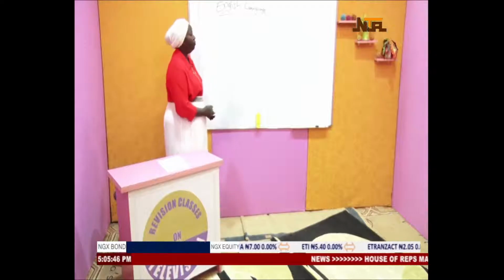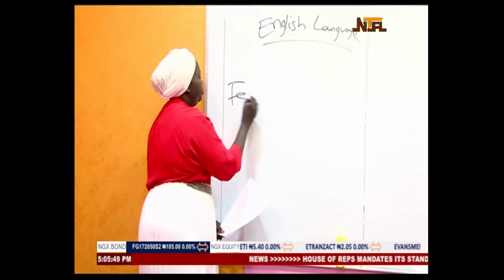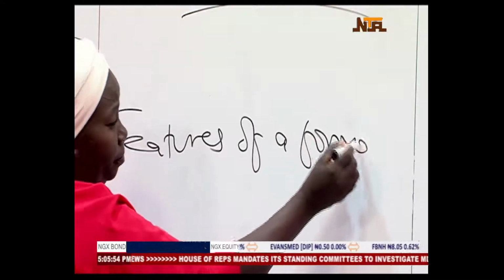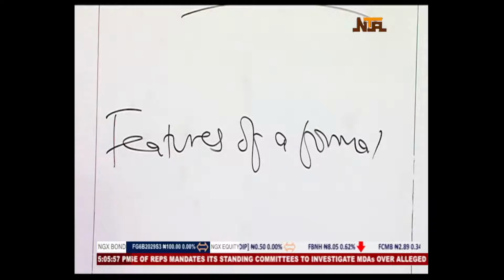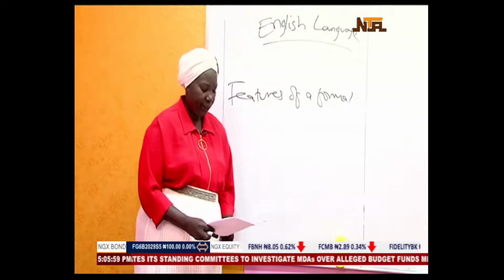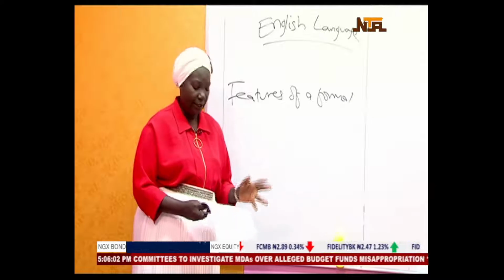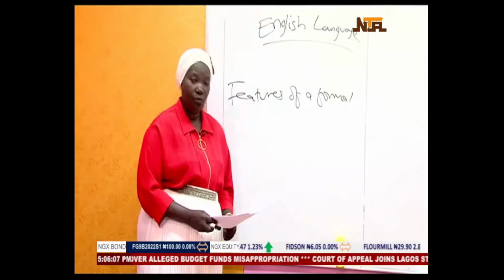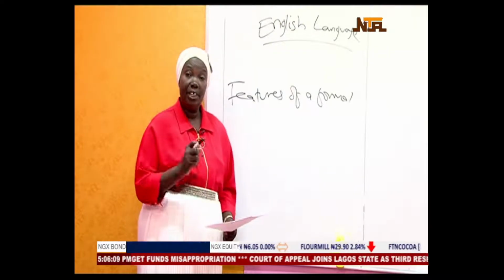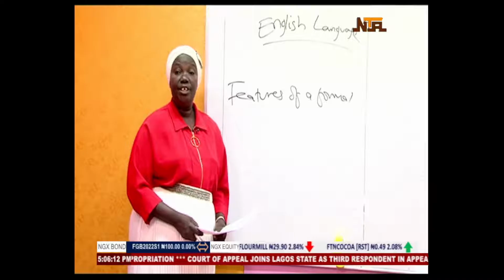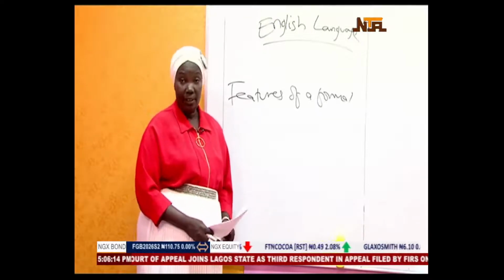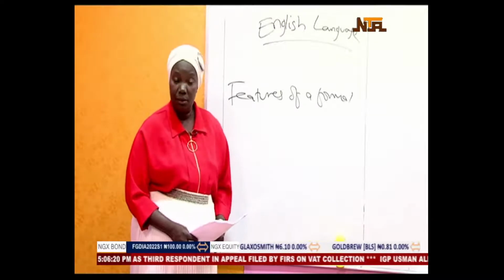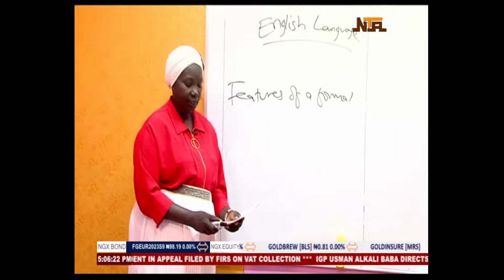Now we have features of a formal letter. What are the features of a formal letter? We have 2 addresses. That is the writer's address and the recipient's address. We have salutation. We have the title or the heading, the introduction, body of the letter, which comprises paragraphs. We have conclusion and your concluding salutation.